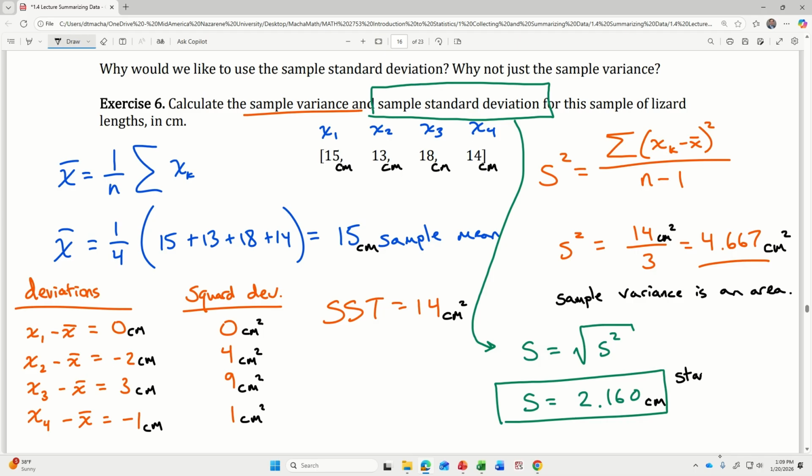So is there any situation where you would use just simply sample variance, or would you always want to calculate them both?